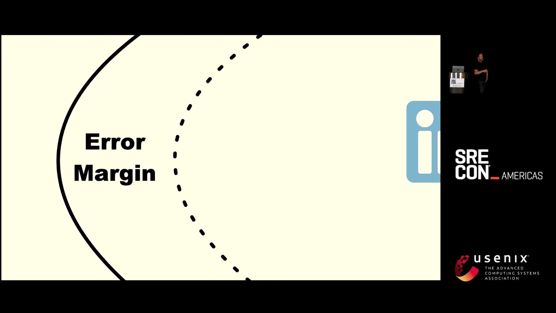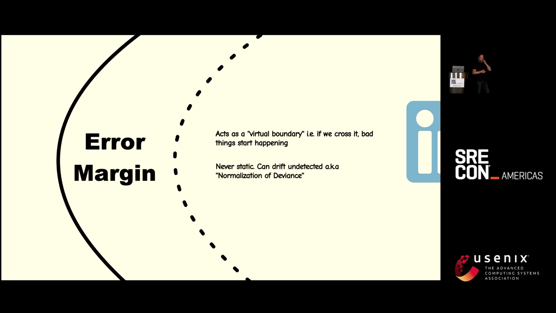So the next one is the error margin, which I haven't really mentioned up to now. The error margin is a virtual boundary for us. When we cross it, or we think we cross it, we assume bad things are going to start happening. We assume this is the point where we're trending into unsafe territory, and we have this sort of margin in which we can gracefully cope before things start getting really bad. And it's never static. It drifts.